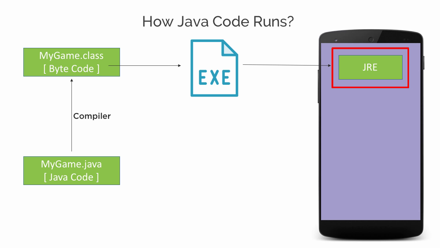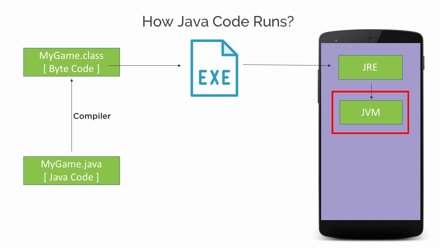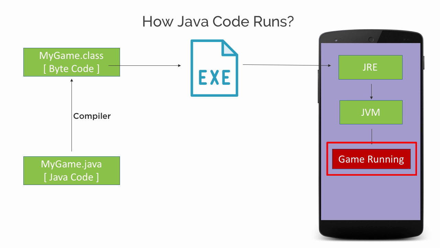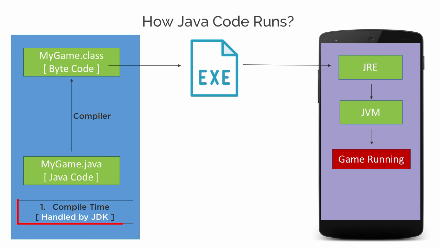Once we have the JRE, it further contains the JVM, that is the Java Virtual Machine. The Java Virtual Machine, with the help of some set of libraries, is capable of running the application. That is, we can now play the game that we just created. In this way, a simple Java application is compiled and finally we have the output in front of us. Now all these processes can be divided into two sections. On the left hand side, the process of conversion of the Java file into the class file with the help of the compiler can together be called compile time. That is actually handled by the JDK.